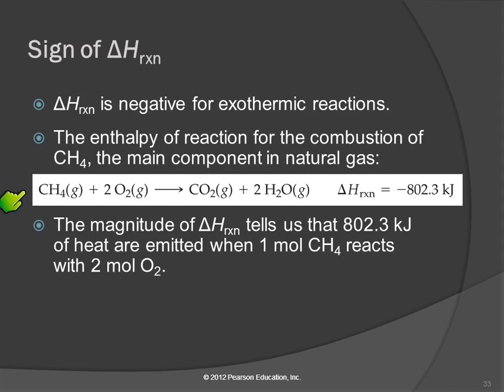Here's an example. This is methane, which is the main component in natural gas. And when we burn this, it reacts with oxygen, forming carbon dioxide and water. And is burning gas exothermic or endothermic? Exothermic. It gives off heat. That's why we burn the gas, right? To make something hot. So over here, delta H of reaction is a negative number. And this tells us that we are releasing 802.3 kilojoules of energy for every 1 mole of methane that reacts with 2 moles of oxygen.